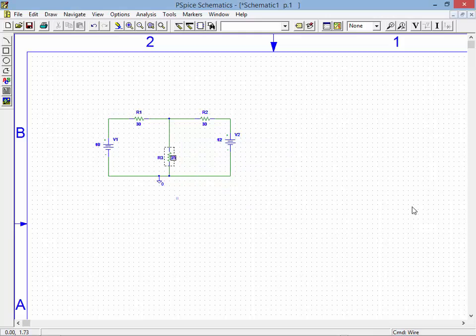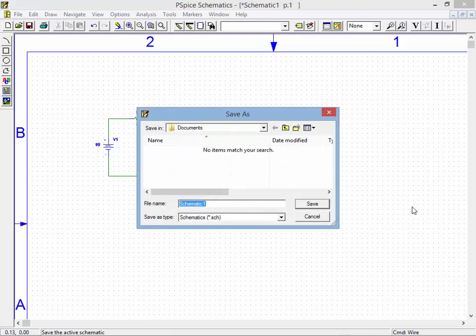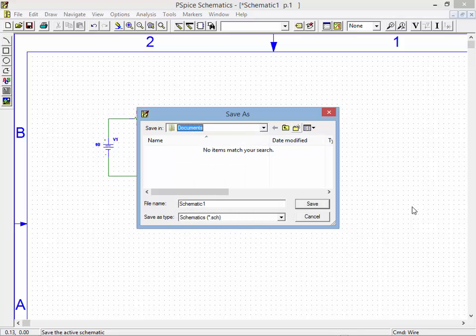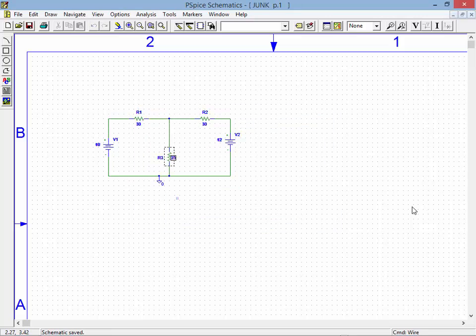Right there. So we need to save this, and I'm just going to call it junk. I hate to save it in documents. The reason I call it junk is that I know later after class to go through and delete everything called junk, because I don't want to save this forever. These files just take up space.